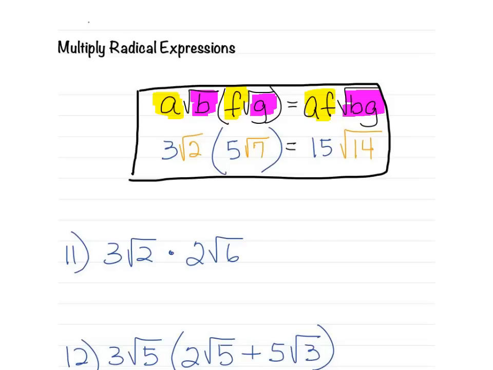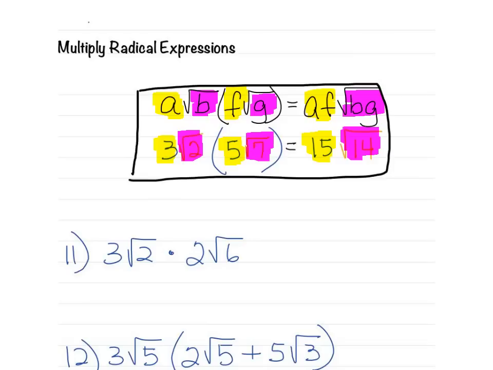Okay, in terms of just a simple problem with numbers so that you can understand how this works, 3 radical 2 times 5 radical 7, I multiply 3 times 5 is 15, and then I'll multiply radical 2 times radical 7, and my answer is radical 14.